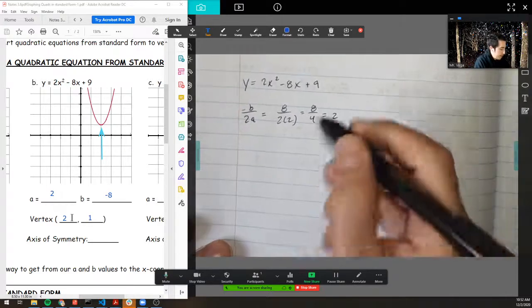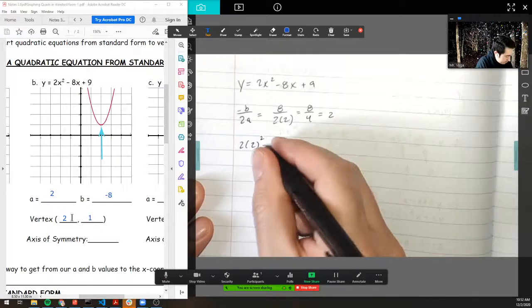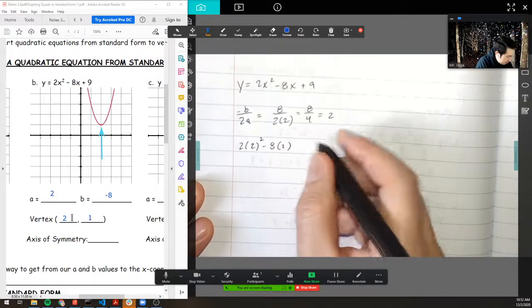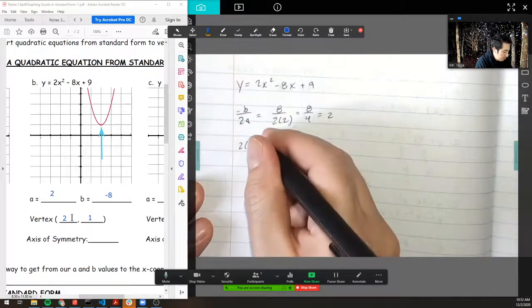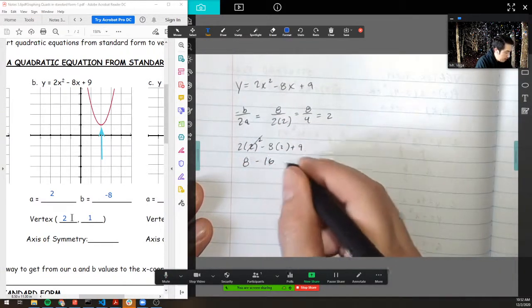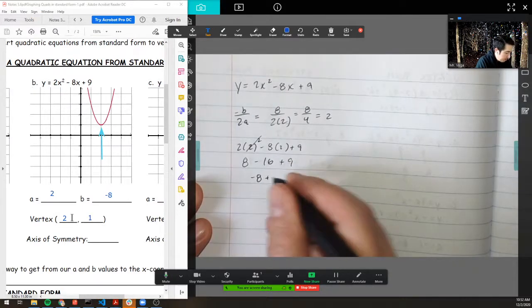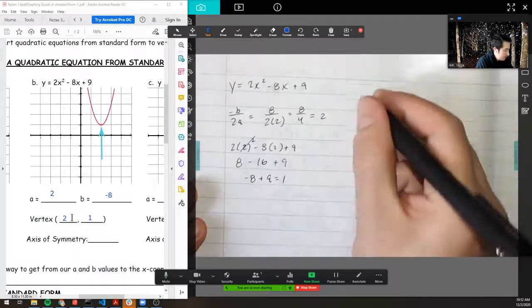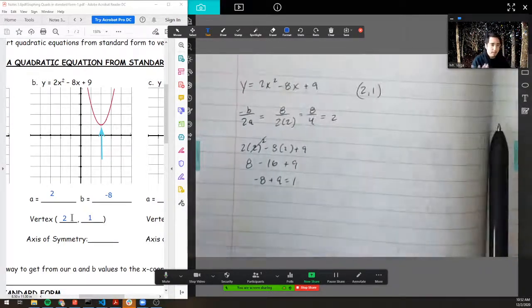I plug 2 back into this equation just to double check everything. 2 squared is 4. 4 times 2 is 8. 8 times 2 is 16. 8 minus 16 is -8. -8 plus 9 is 1. So your vertex is at 2, 1, which is what we saw from the graph.